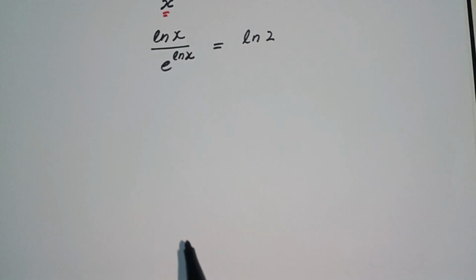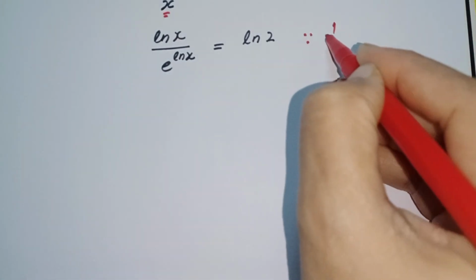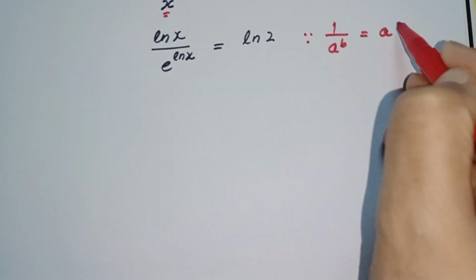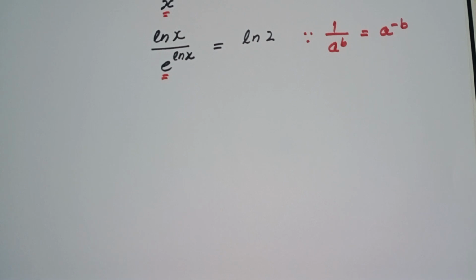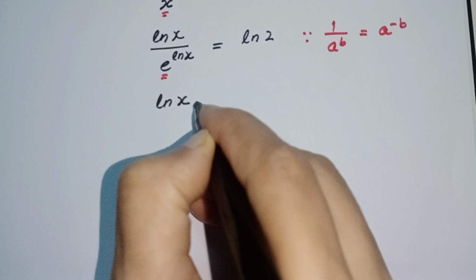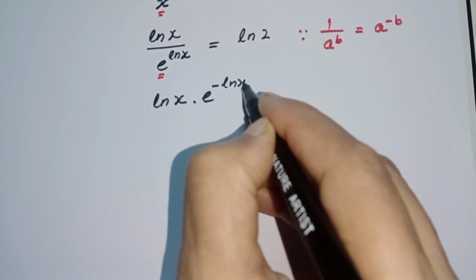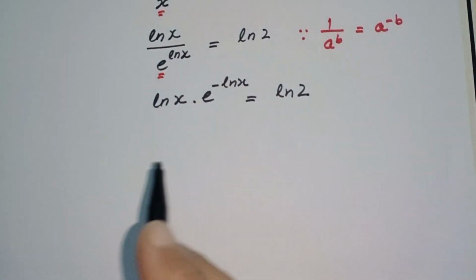In our next step, we will use another property: if we have 1 over a to the power b, then it is equal to a to the power minus b. The power will become negative. So here we will use this property: natural log x times, because we have shifted e up there, e to the power minus natural log x is equal to natural log 2.